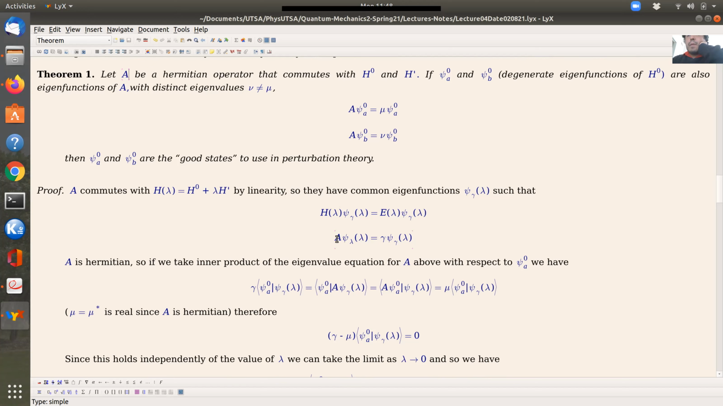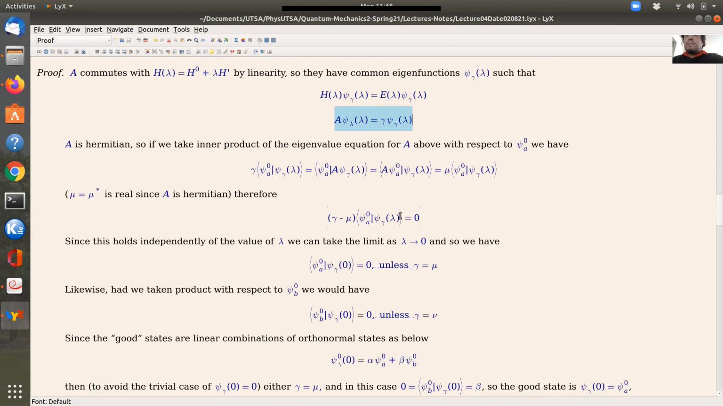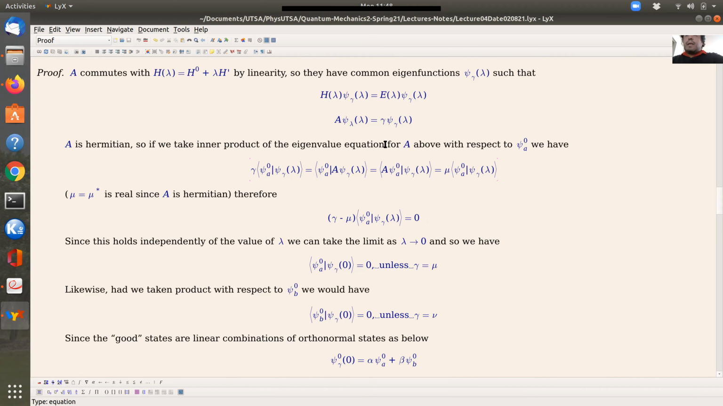And so, we also know by assumption that A is Hermitian. So we're going to take the inner product of this eigenvalue equation with respect to psi 0a. And if we do that, we start with this equation, which is basically what we have over this part. So let's take the inner product with psi 0a.